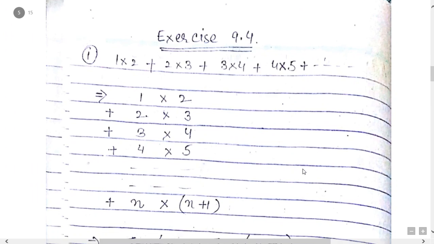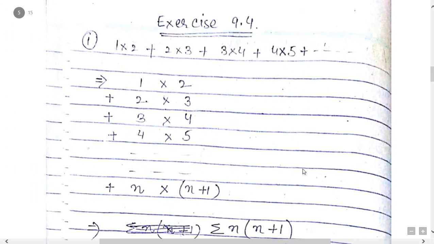Now let us start with exercise 9.4. Exercise 9.4 is much easier compared to other exercises. You have to write the nth term only in all the questions. The first term is 1 into 2, 2 into 3, 3 into 4, 4 into 5. It means clearly you can write the nth term as n into n plus 1.